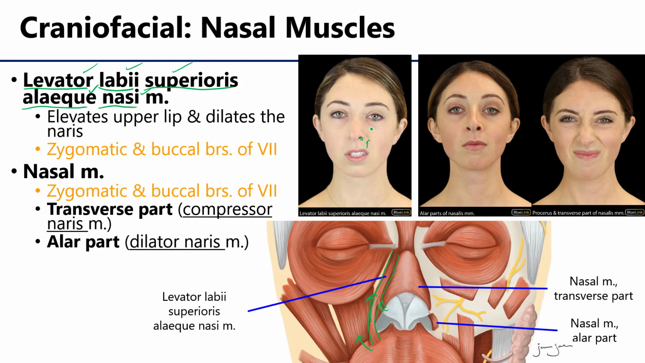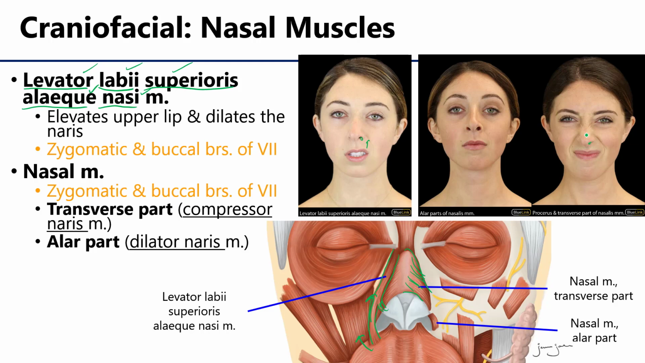Finally, we've got the nasal muscle, or the nasalis. It is also innervated by the zygomatic and buccal branches of the facial nerve. There are two parts to it. There's the transverse part, which we can see here. It kind of goes over the bridge of the nose, kind of down like that. This muscle is sometimes referred to as its very own muscle, called the compressor naris muscle, because when it is activated, it compresses the nostril. You can see that here.